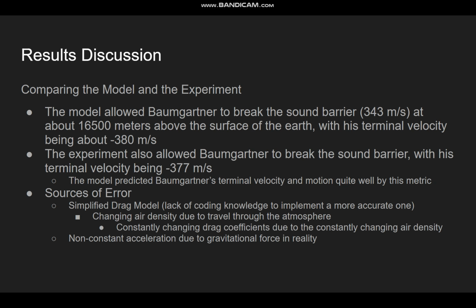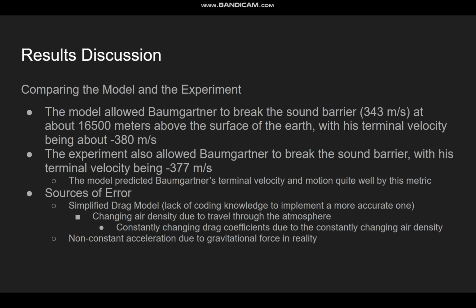Results discussion. Comparing the model and the experiment. The model allowed Baumgartner to break the sound barrier, 343 meters per second, at about 16,500 meters above the surface of the Earth, with his terminal velocity being at about negative 380 meters per second. The experiment also allowed Baumgartner to break the sound barrier, with his terminal velocity being negative 377 meters per second. The model predicted Baumgartner's terminal velocity and motion quite well by this metric.